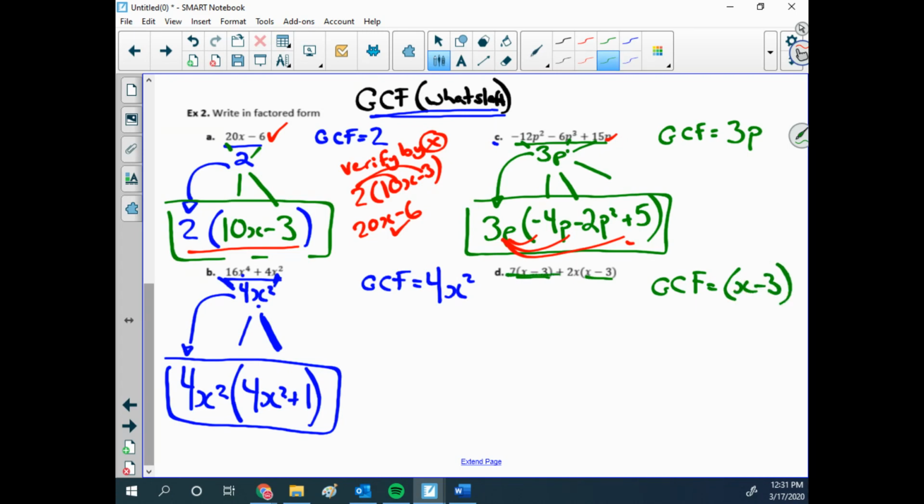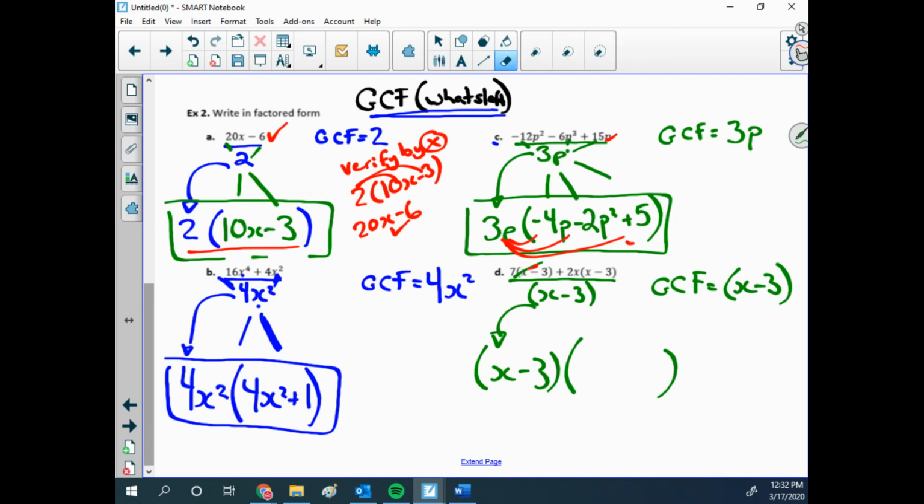So my process will work the same way. Every term needs to be divided by that binomial. So that binomial will come to the front. So I have x minus 3 as my GCF in the front. And then I write what's left after each term has been divided by that binomial. And because these are all degrees of 1, 7 times x minus 3 divided by x minus 3, these ones cancel each other out.